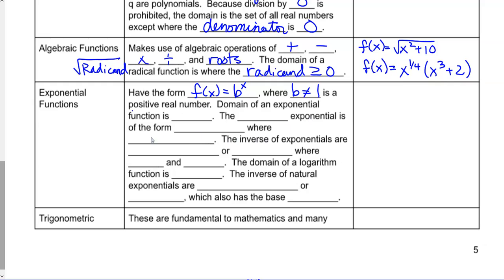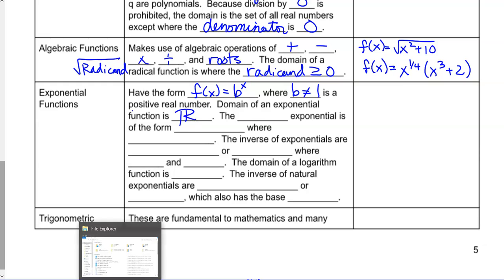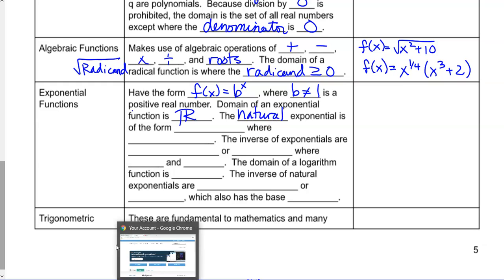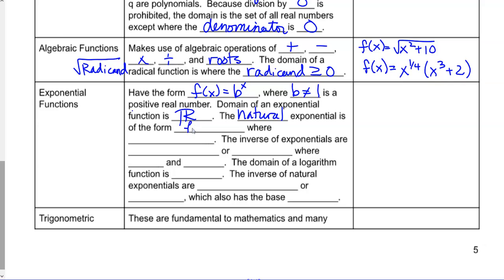The domain of an exponential function is all real numbers, so you can plug anything into that power and take that base to that power. Now, the natural exponential is of the form f of x is equal to e to the x. So here's kind of a basic graph of an exponential. That's what that looks like.